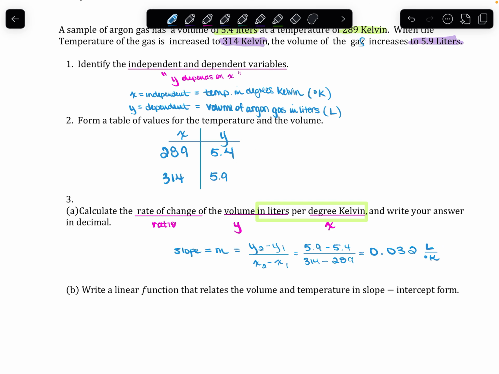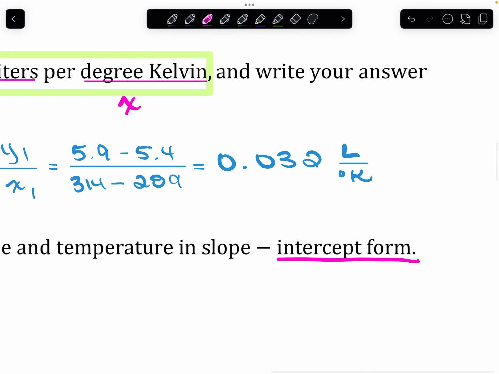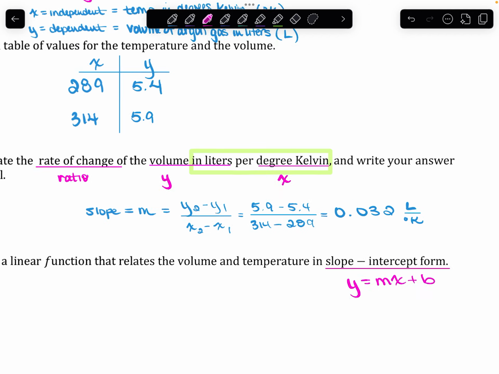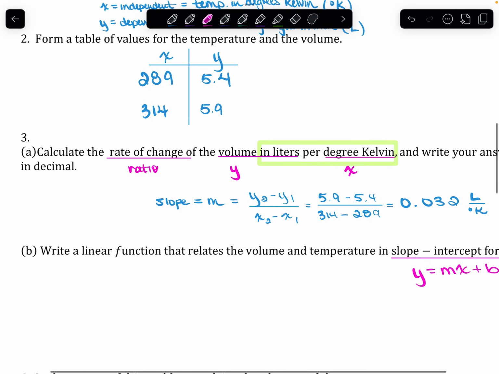All right, part B for 3. Write a linear function that relates the volume and temperature in slope-intercept form. So slope-intercept form is y equals mx plus b. However, you've got to, again, read very carefully with your word problems. It doesn't say write the equation of the line in slope-intercept form. It says write a linear function.